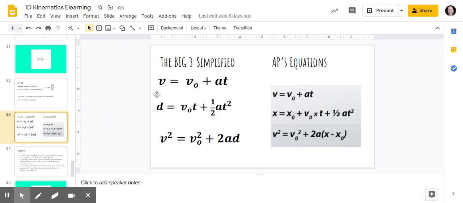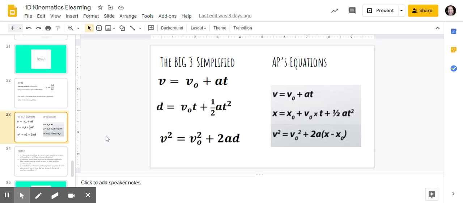Okay, so we've got V equals V naught plus AT. A is acceleration, T is time, V is your velocity. Sometimes you'll see it written as V sub F for final. Sometimes you'll just see it written as V. And then we have V sub naught for initial. Sometimes you'll see it written as V sub I, depending on what source you're looking at. And occasionally you'll see this as V sub 2 for final and V sub 1 for your initial.